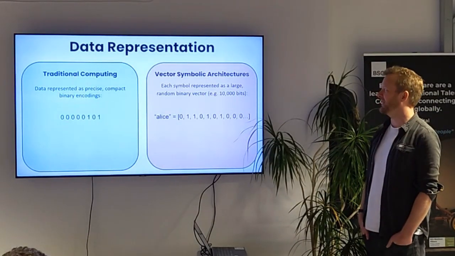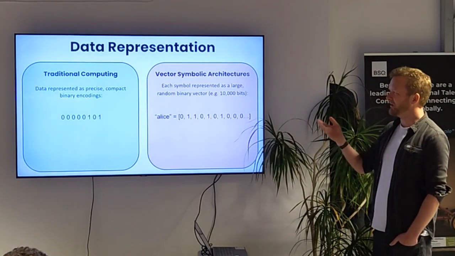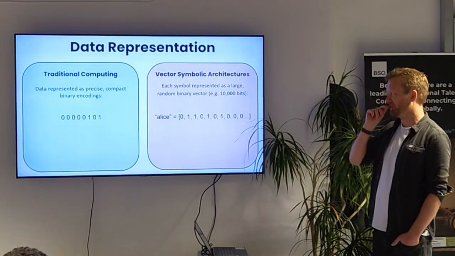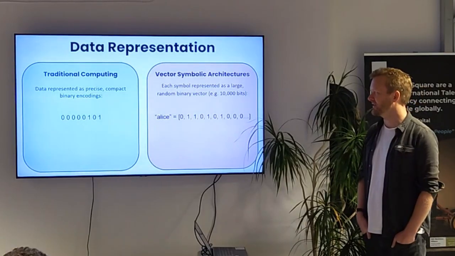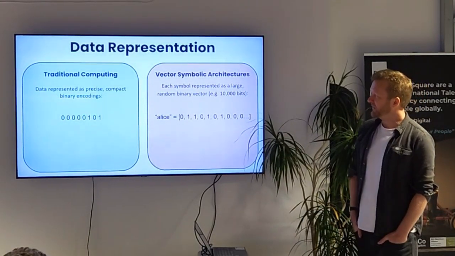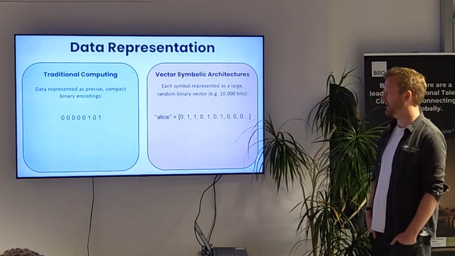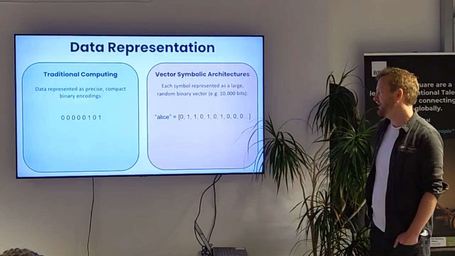So the first thing we would have to think about is how we're going to represent data. In traditional computing, we represent data as these precise, compact binary encodings. So this is the binary for the number 5. It's just a representation that we've come up with, and that's how we represent things in traditional computing.